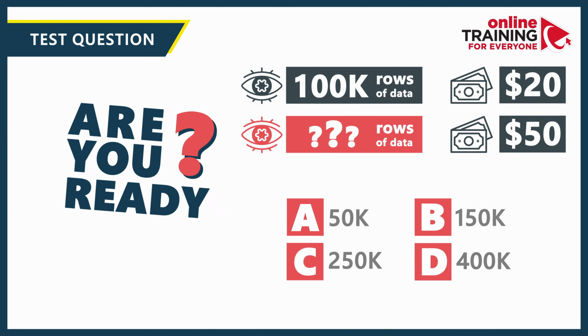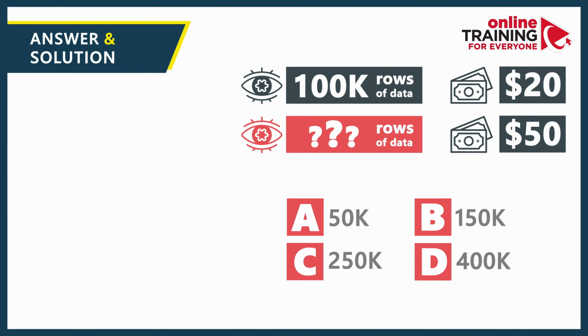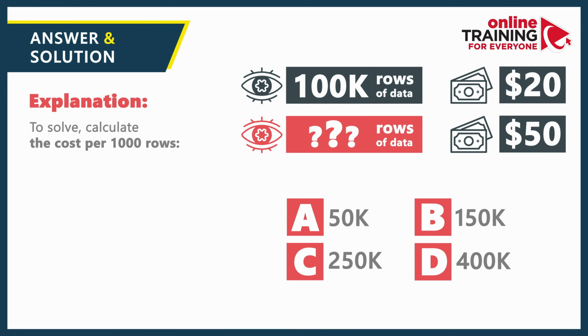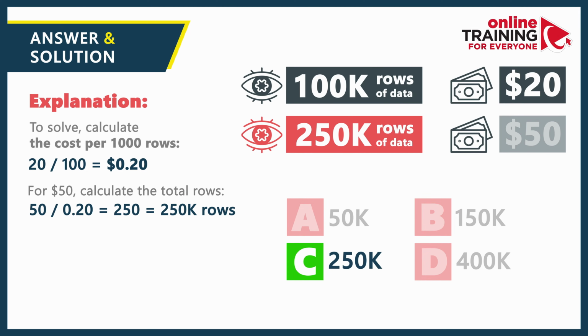Time's up. Do you have your answer ready? The solution here is simple, but requires careful thought. So let's tackle it together. To solve it, let's calculate the cost per 1,000 rows. If the cost for 100,000 rows is $20, the cost per 1,000 rows would be 20 divided by 100 and would be equal to 20 cents. Now let's calculate how many rows can we process with our budget of $50. $50 divided by 20 cents equals 250,000 rows, which means that the correct answer here is choice C, 250,000 rows.